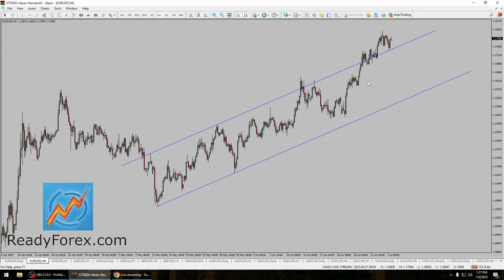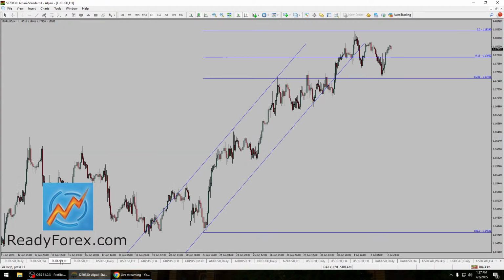Okay, now regarding the euro dollar, right over here we got this nice bullish trend channel. This is just a pullback in price action, and overall I expect further upside in euro dollar currency pair. Okay, it's an uptrend and market is probably going to rise up even further. Now I would like to look for a top, but market doesn't want to print the top, so I'm not going to force the wave count.